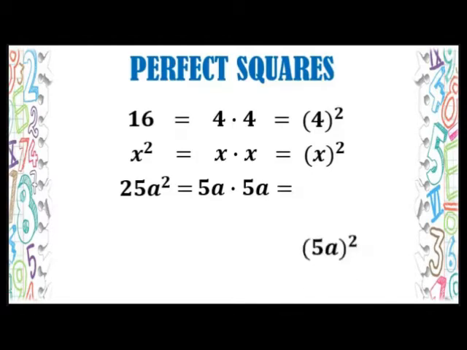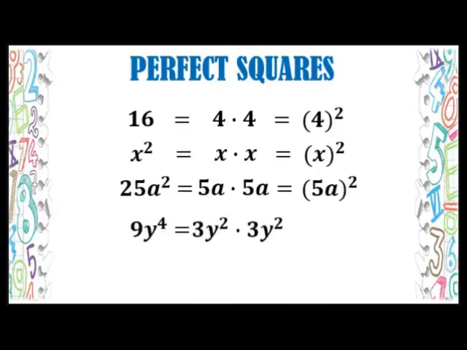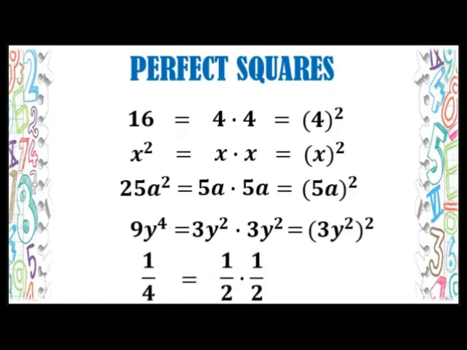Or the square of 5a. We also have 9y raised to 4. That is 3y squared times 3y squared, or the square of 3y squared. 1/4. Square root of 1/4 is 1/2. So 1/4 is equal to 1/2 times 1/2, or the square of 1/2.